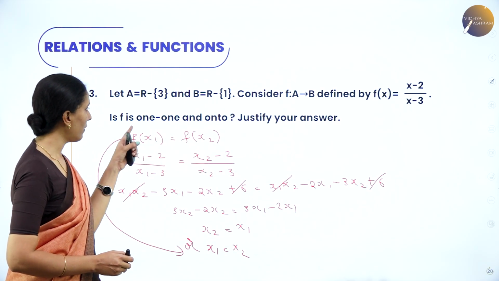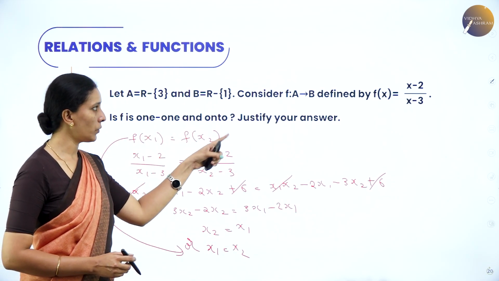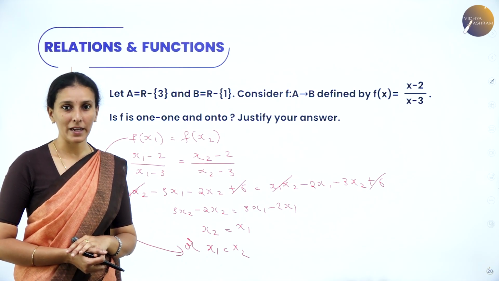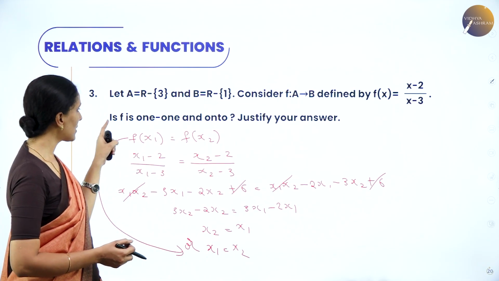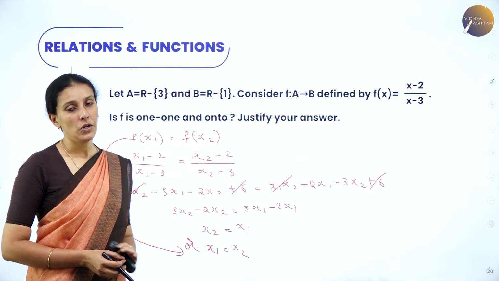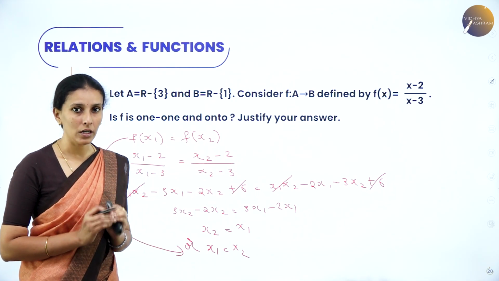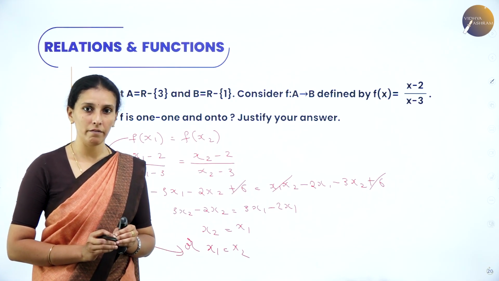Now since the given function is one-one as well as onto, it also satisfies the bijective condition. But here they have asked us to check only one-one and onto. So let's stop writing by concluding the statement that f is one-one and onto.